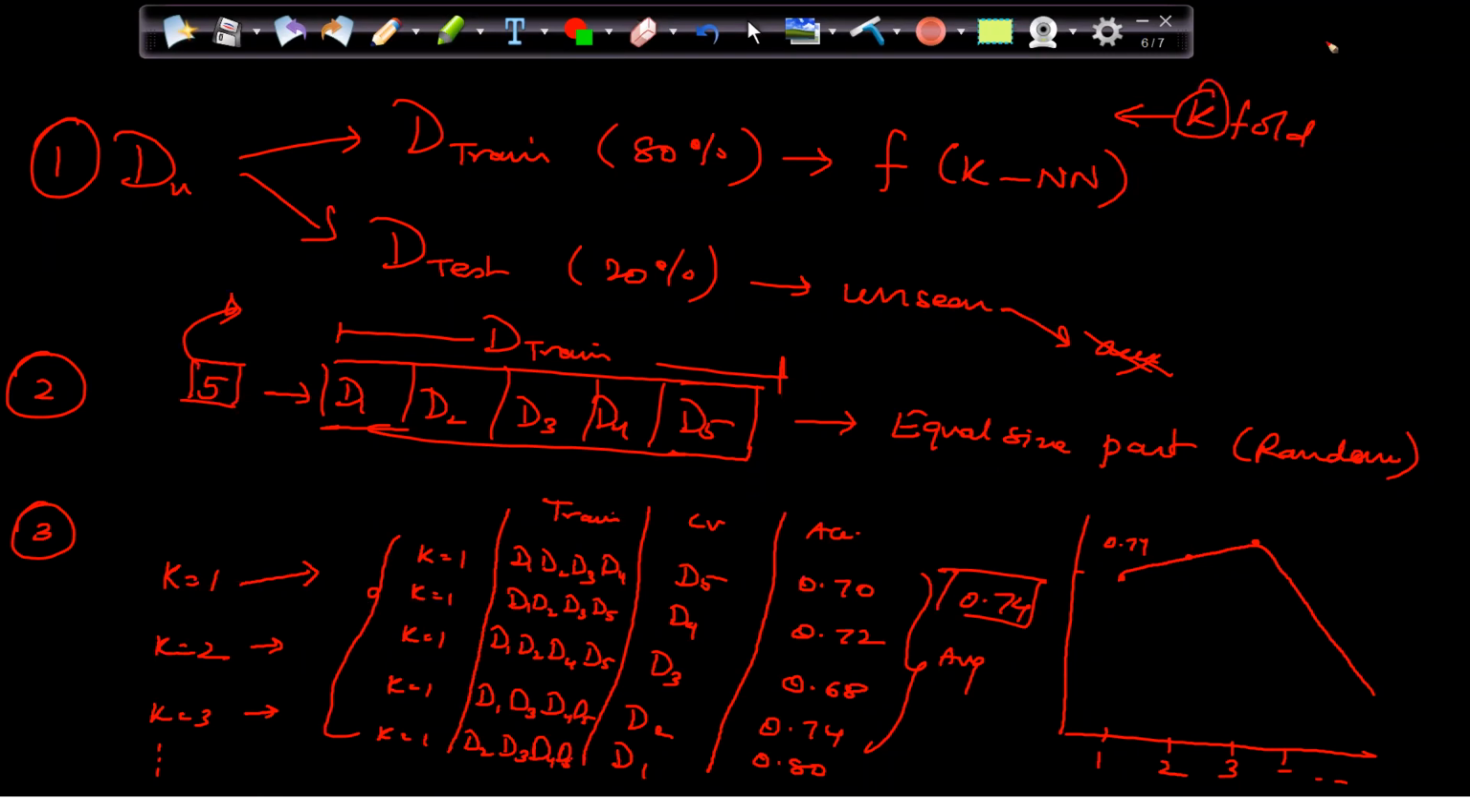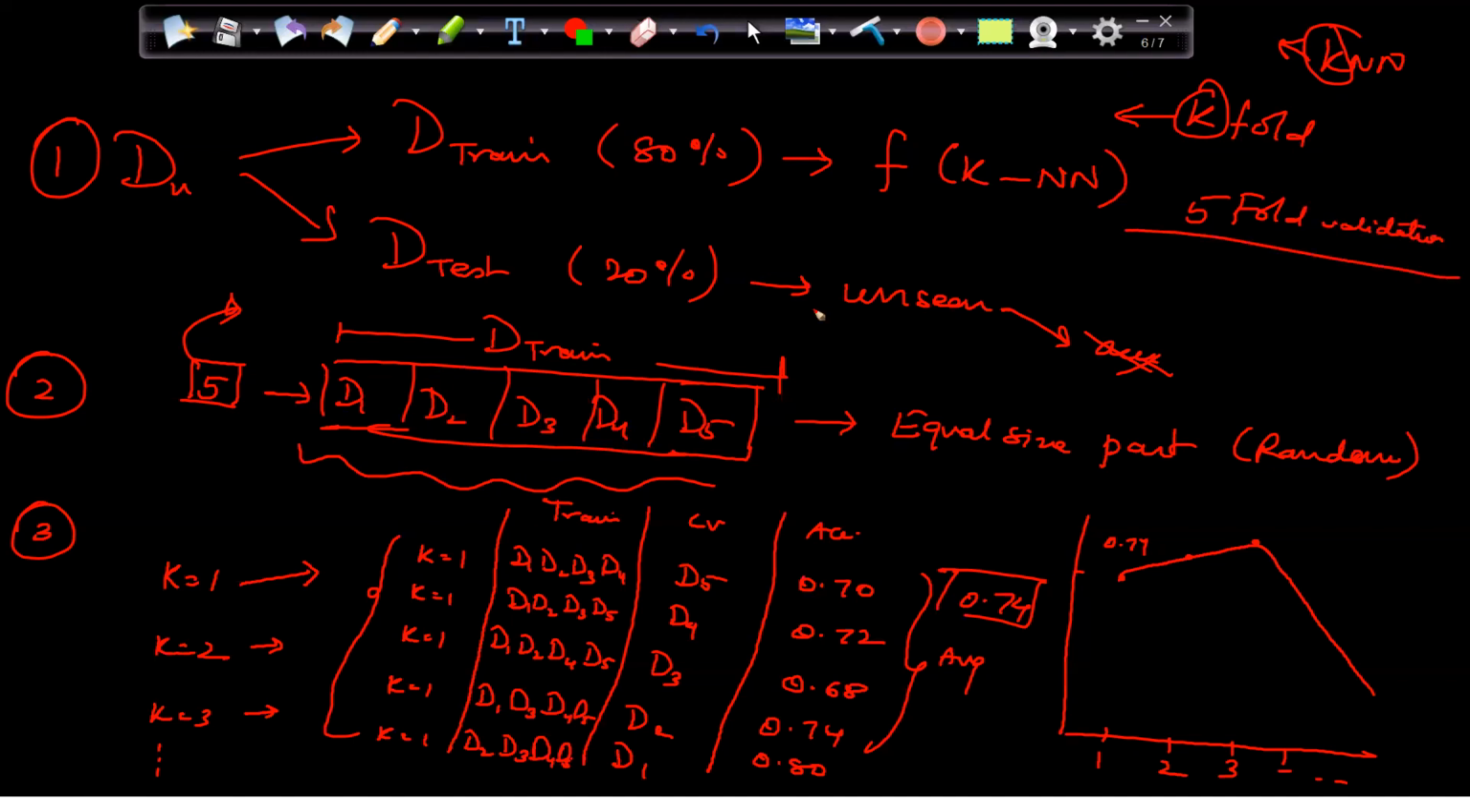This k and the k nearest neighbor k, both are different. Don't confuse them. This is how many pieces you want to break the train data into, and that k is nothing but the nearest neighbors. Both are different. So this is k-fold validation. In this example, the k is nothing but 5. So 5-fold validation.